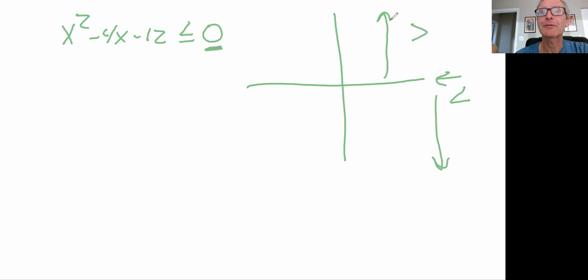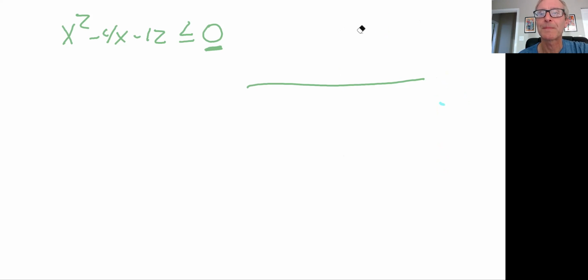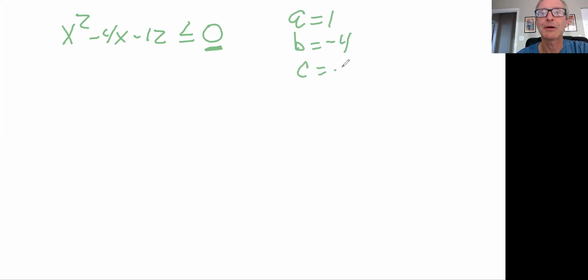So let's walk through some of these. Let's walk through a couple of these ideas. What do we know about this? Well, we know the a value is 1, the b value is -4, and the c value is -12. So far, so good.